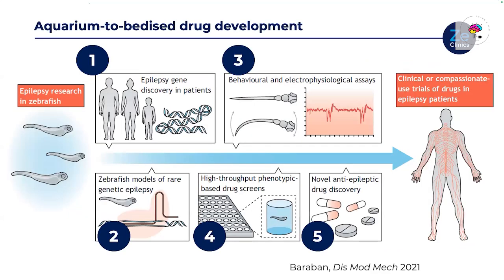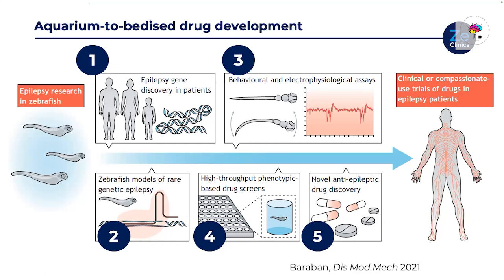And so this is how it usually works, for the epilepsy genes. As I said, we do epilepsy gene discovery in patients. We model this in the fish. We do behavioral and electrophysiological assays if you have this available in-house. And then we go through a high-throughput phenotypic drug screen, finally finding anti-epileptic compounds. And finally, we would bring this to the clinical phase as well.